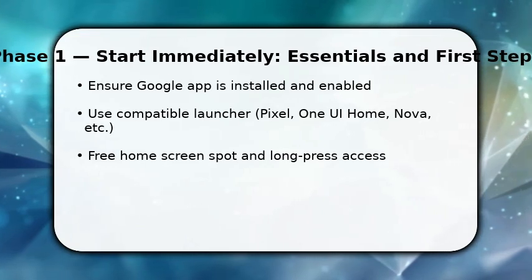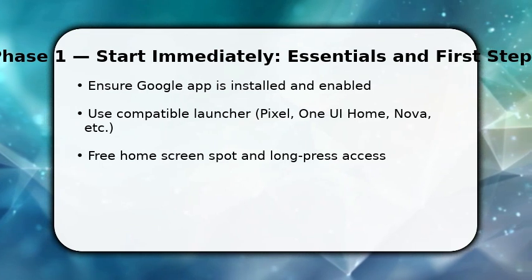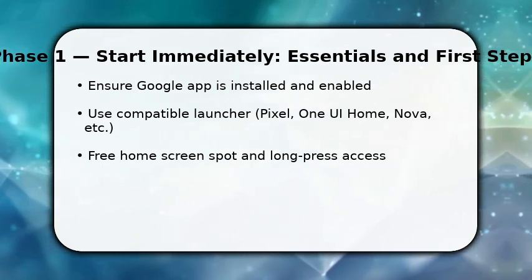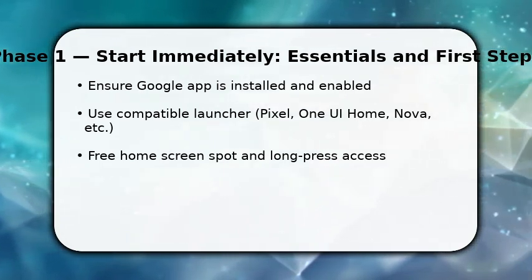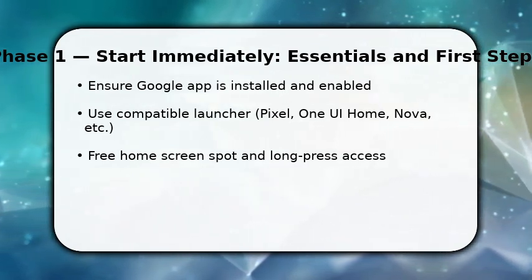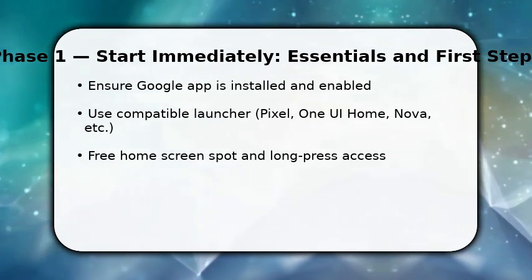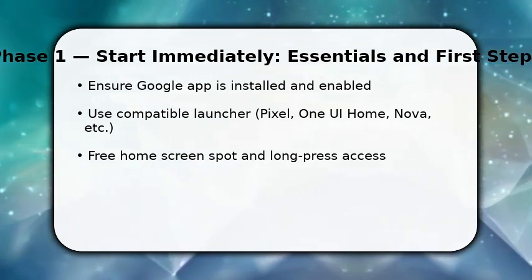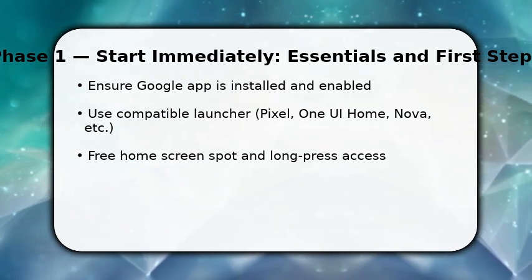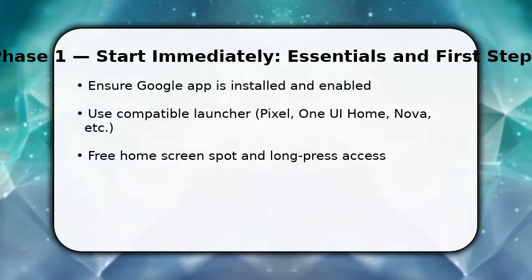You'll start by confirming the essentials. Open Settings and make sure the Google app is installed and not disabled. Once done, verify your launcher supports widgets, Pixel, and many third-party launchers do. Now go to your home screen and long press an empty area so you can add widgets immediately. This saves time versus hunting through menus. Make sure you have one free home screen panel available and that your device isn't in a restricted profile.